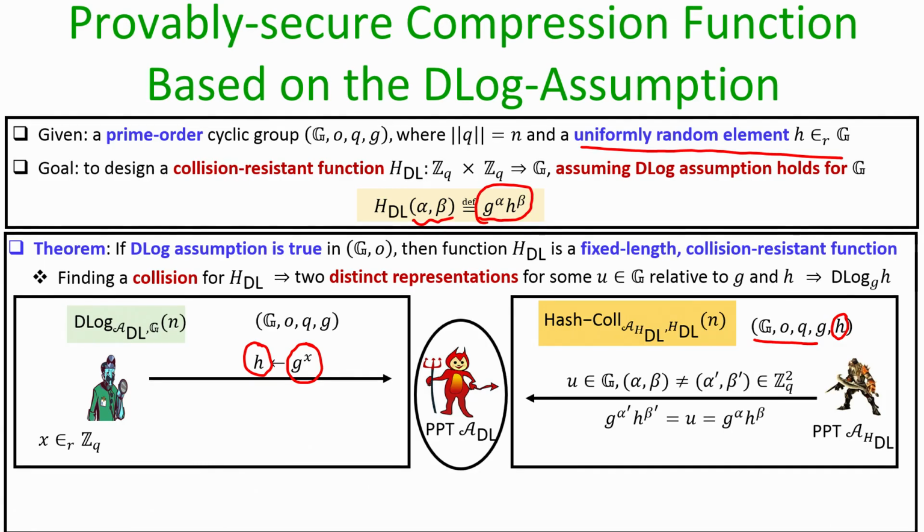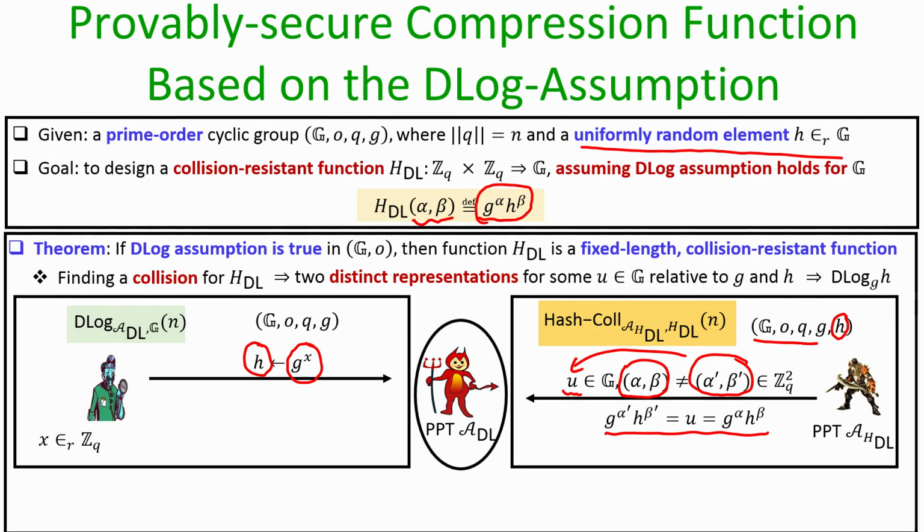Now, as per the property of this collision finder algorithm, it can come up with a collision, namely it comes up with a hash value u, which could be the hash value of alpha comma beta as well as the hash value of alpha dash comma beta dash, such that alpha comma beta and alpha dash comma beta dash are different, but their hash values are u. And as per the description of H sub dl function, since the hash of alpha beta and the hash of alpha dash beta dash is u, that means this relationship holds.